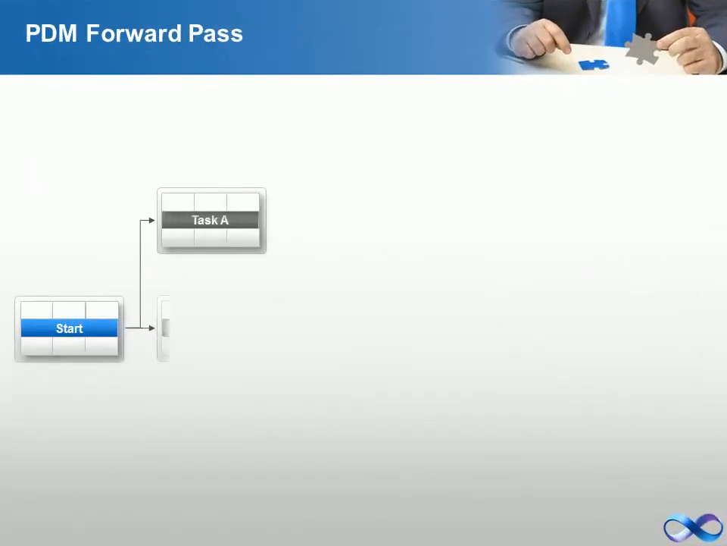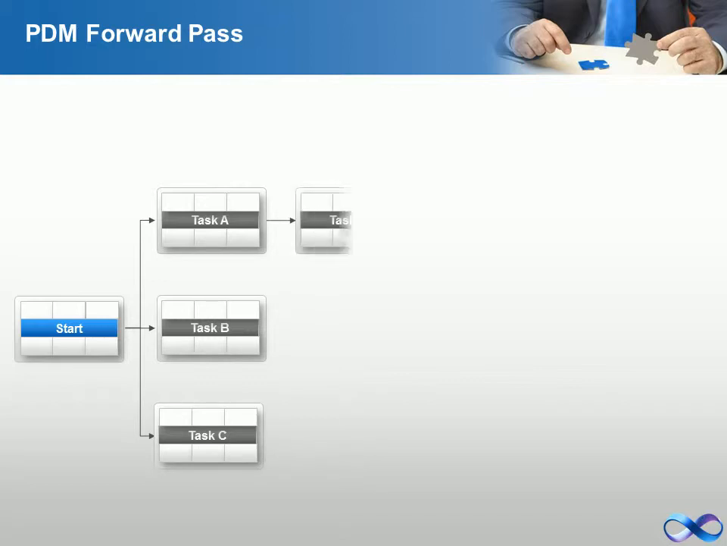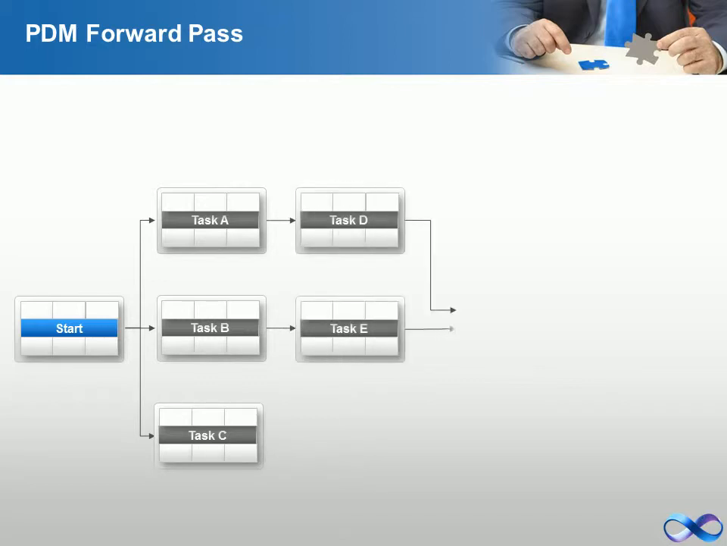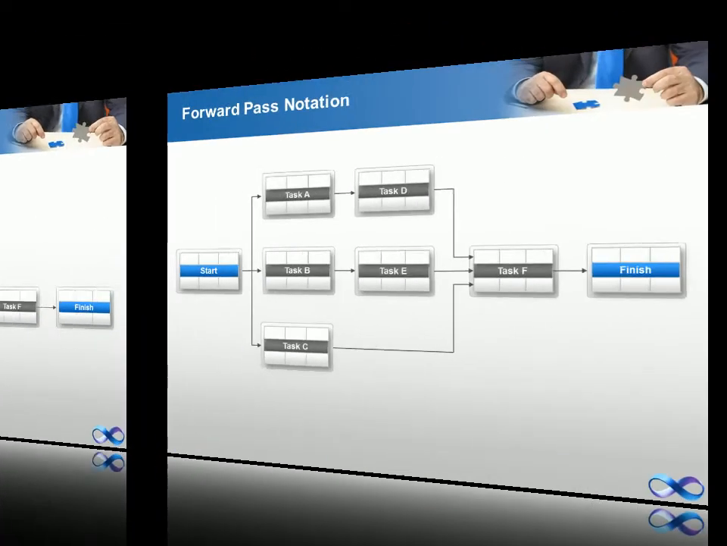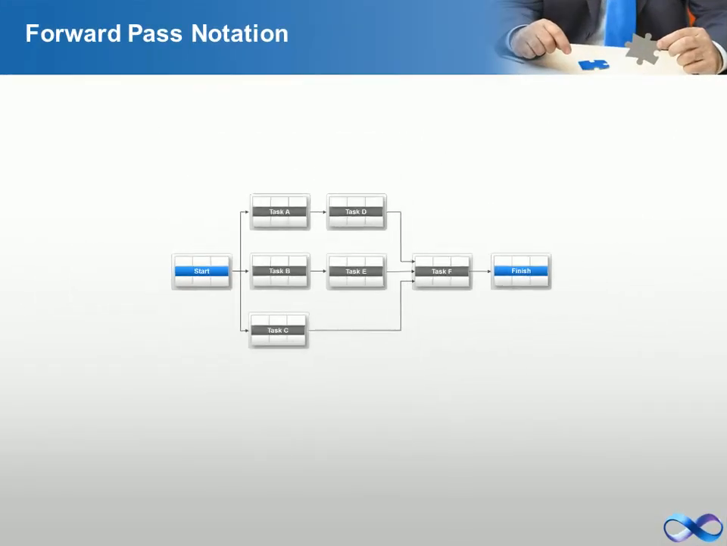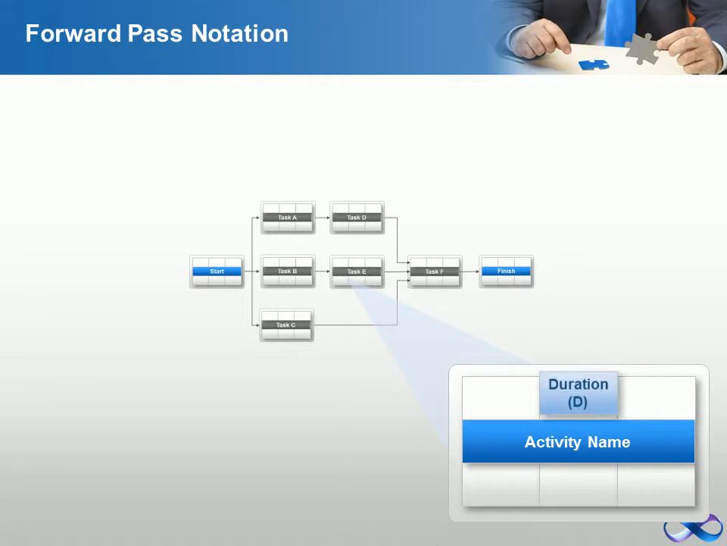The goal of the forward pass is to determine the earliest time that an event could take place. For example, what is the earliest that a project or activity might be started and finished? To show the data on the forward pass, two additional elements are added to the precedence diagram picture.